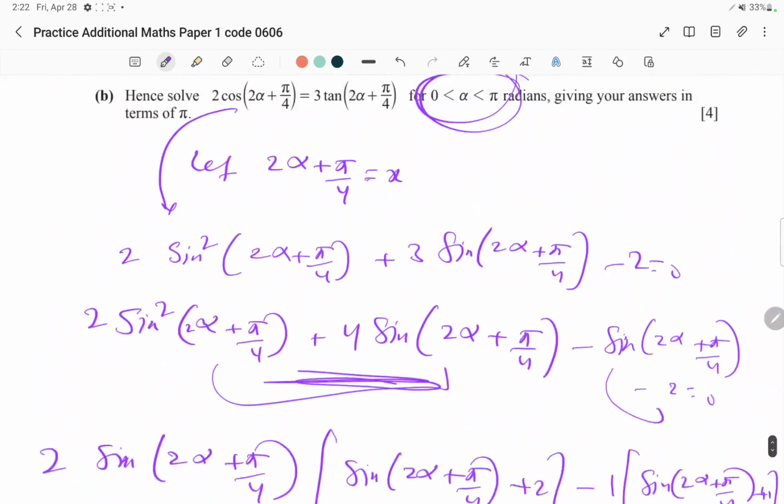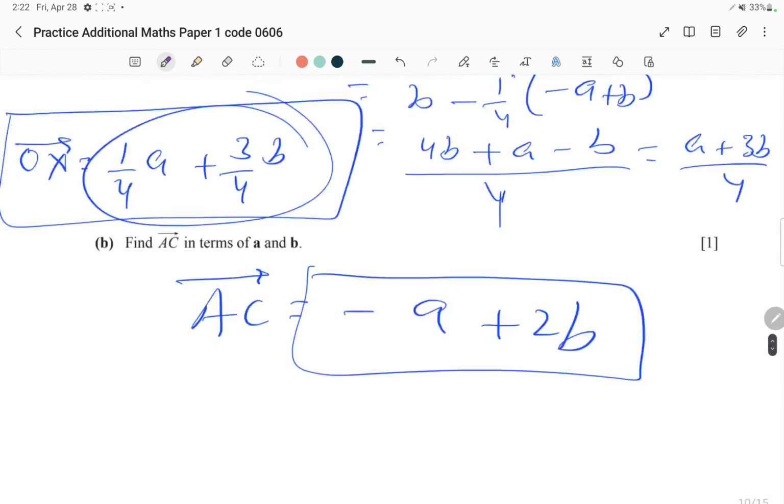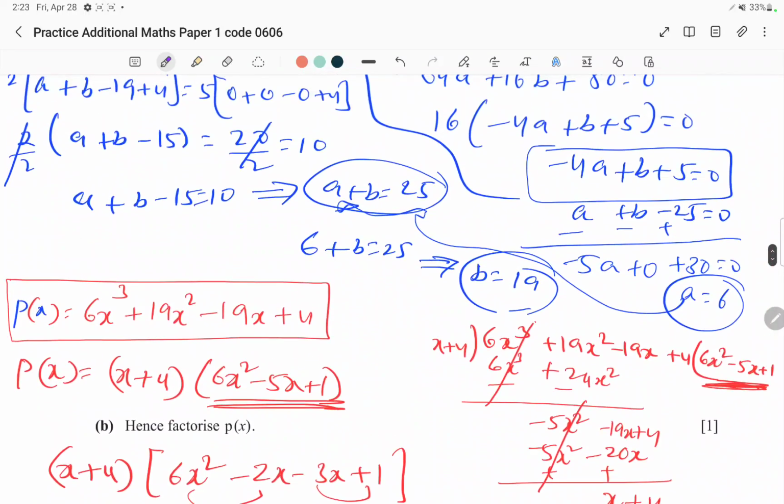Okay, guys, it's done. So finally, you have seen that we did one practice paper for Add Maths. This is practice for the May-June 2023 exam. I hope you understood and you liked this.